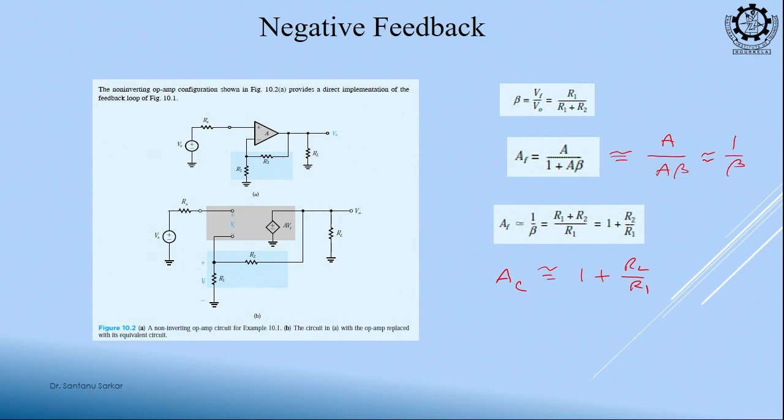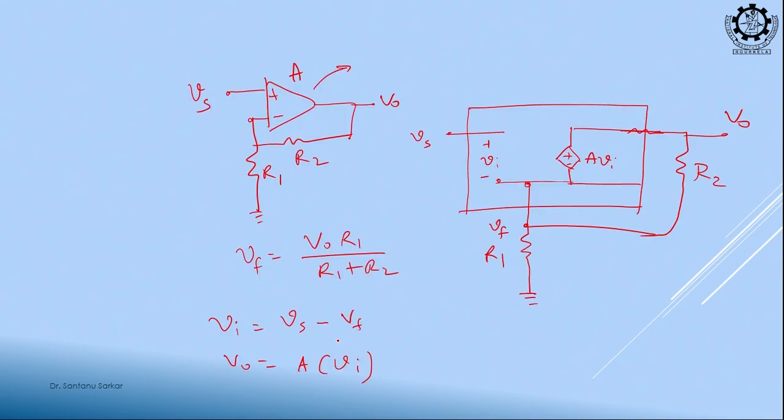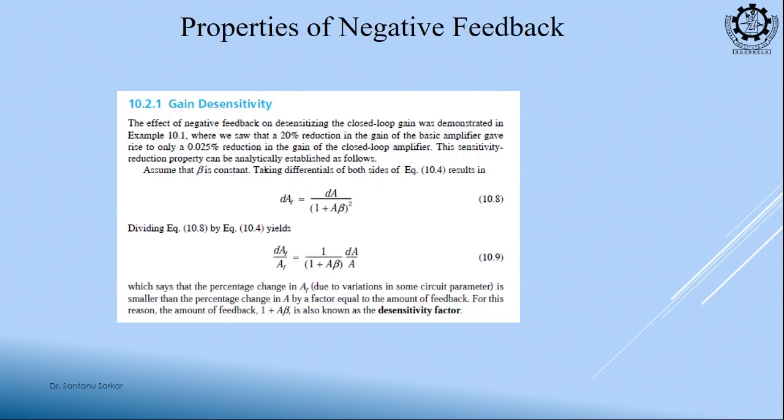So, what is beta? Our feedback voltage ratio, the feedback resistance ratio. Can you tell me what beta is? Beta is Vf by V0. How much is it? R1 by R1 plus R2. And what is your closed loop gain? 1 by beta, right? 1 by beta means R1 plus R2 by R1, that will come as 1 plus R2 by R1. So, this is our feedback.